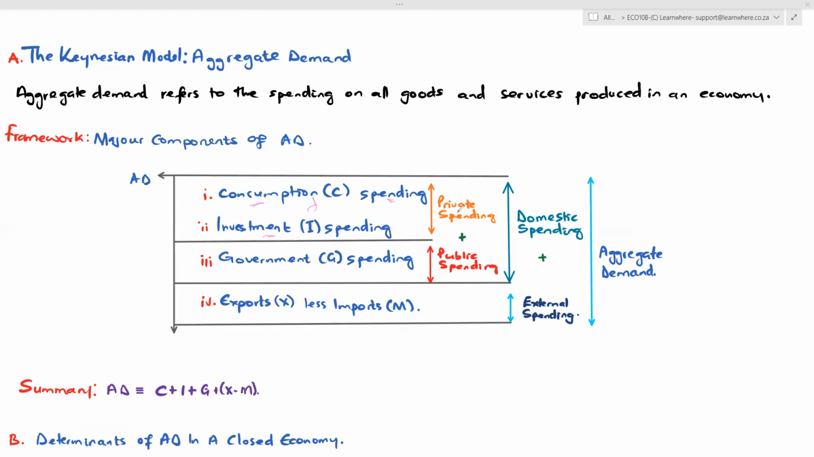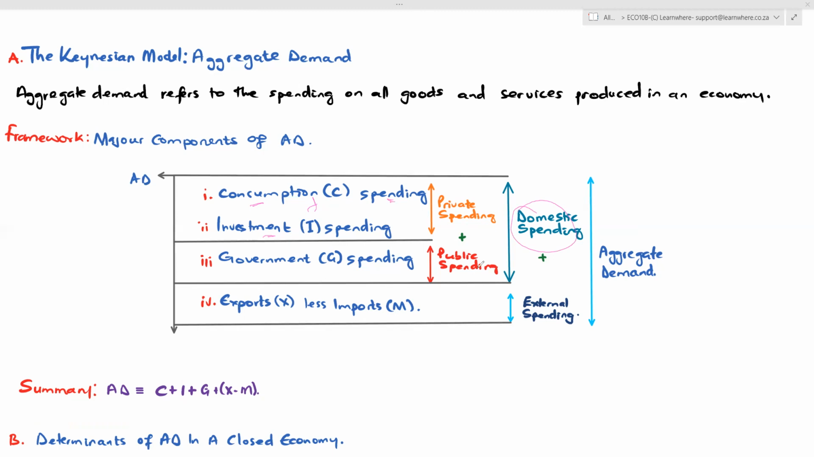In other words, that's how we can call it, because we're not looking at the spending on goods and services that were produced in South Africa by non-South African residents, in other words, by households that are not in South Africa. We're simply looking at households that are within South Africa. So if we add private spending plus public spending, we've got what is known as domestic spending. Domestic spending is private spending plus public spending. What is private spending? It is consumption spending by households plus investment spending by businesses.